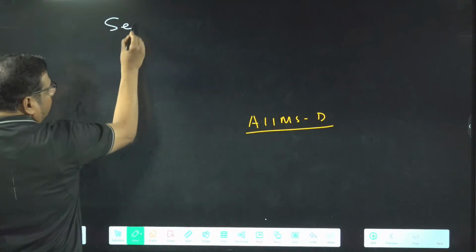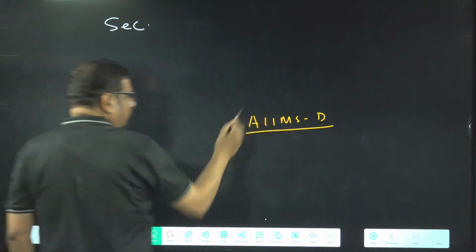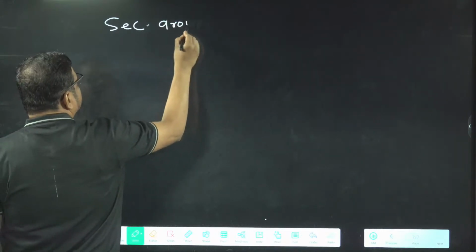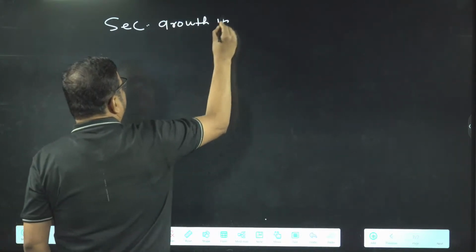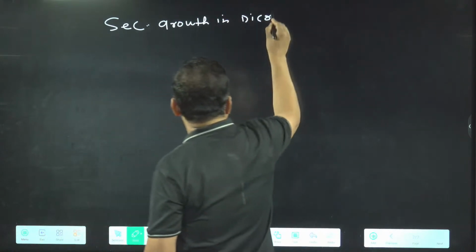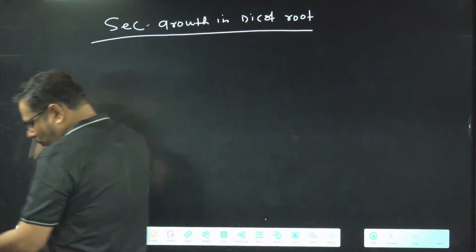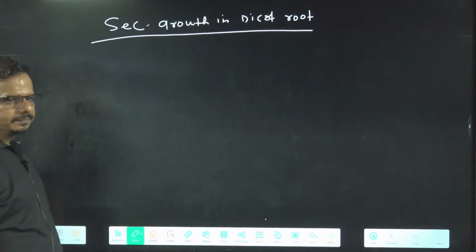Secondary growth in dicot root. So how does secondary growth occur in dicot root? We are going to discuss it now.